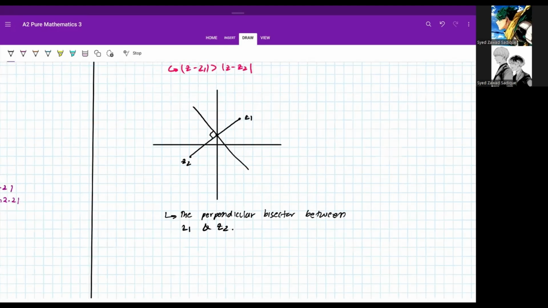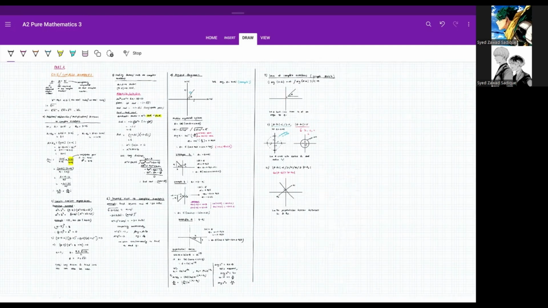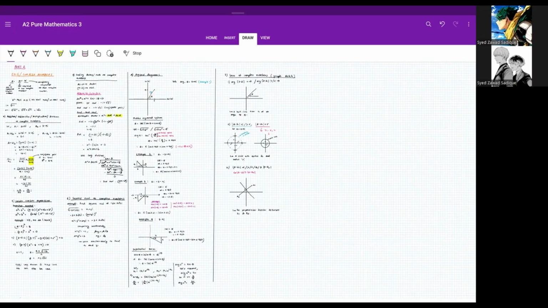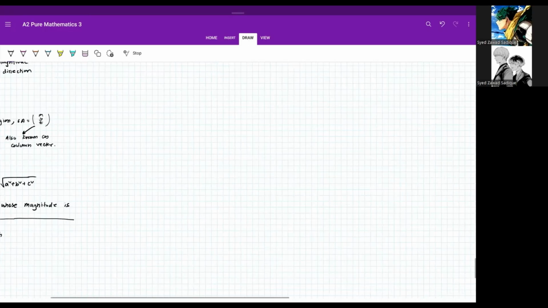Okay, so with this, we covered complex numbers. There are a total of 7 concepts that we learned here. Now moving on to vectors.